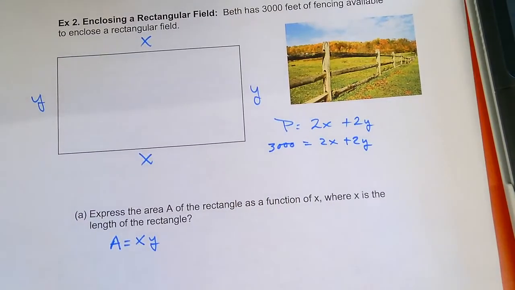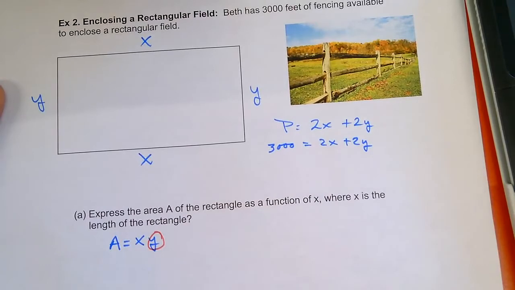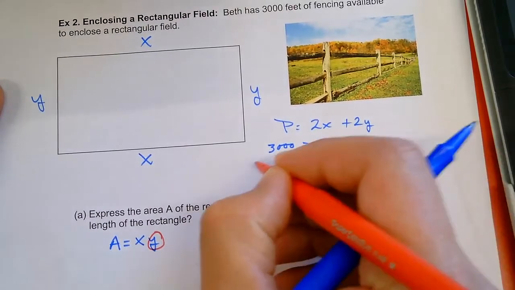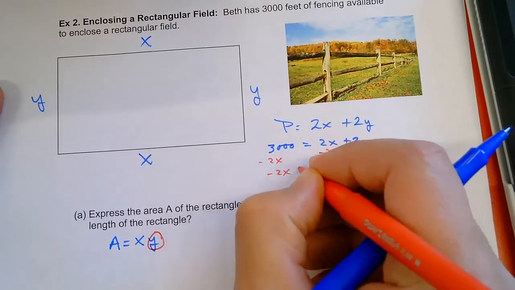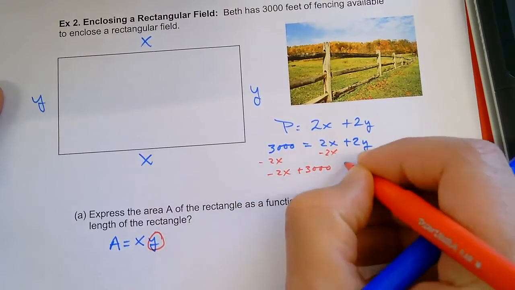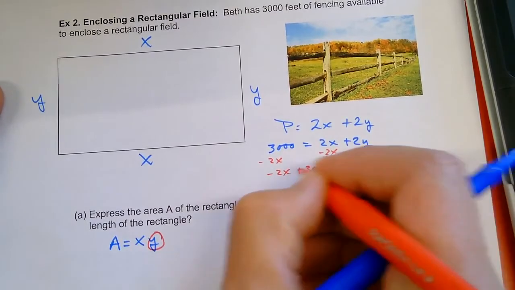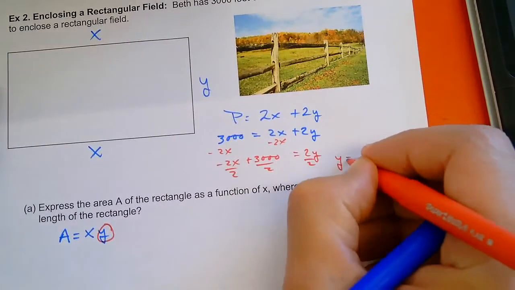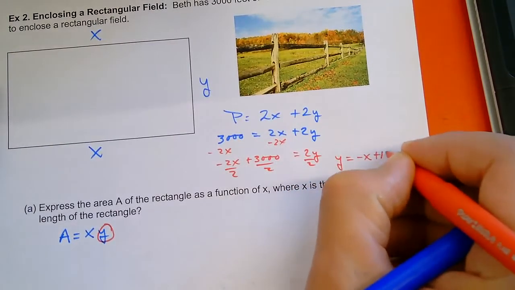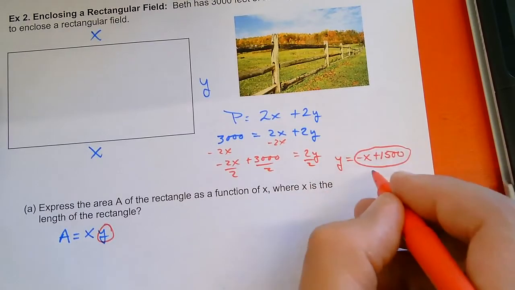Well, I want to get rid of this y, so I'm going to solve for y. I'm going to subtract the 2x over. So I've got negative 2x plus 3,000 equals 2y. And now I'm going to divide everything by 2. I'll write over here what I got: y equals negative x plus 1,500. That's what my y is.